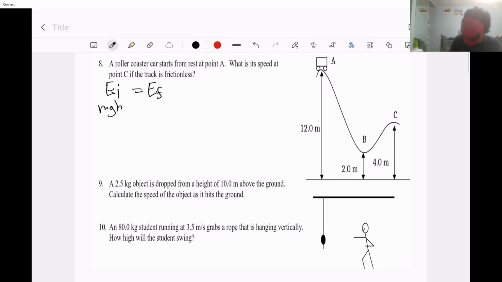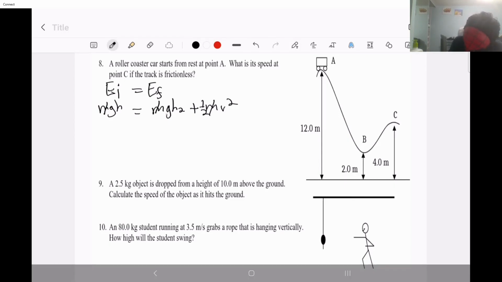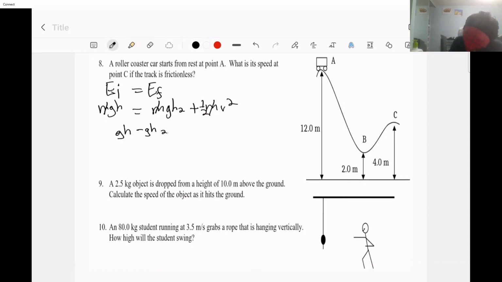With that information, let's find E final. It looks like there is gravitational potential energy because it's 4 meters above the ground, and it also is moving. Well, it would be moving if there is speed there. So let's write mgh2 plus 1/2 mv squared. Let's cancel the m's and isolate for v. So gh minus gh2, over 2. It's not over 2, so times 2 is equal to v.